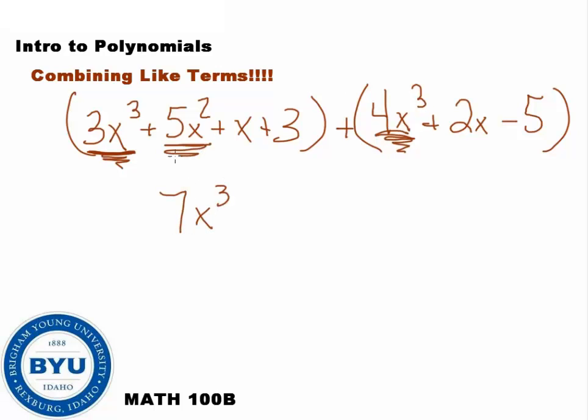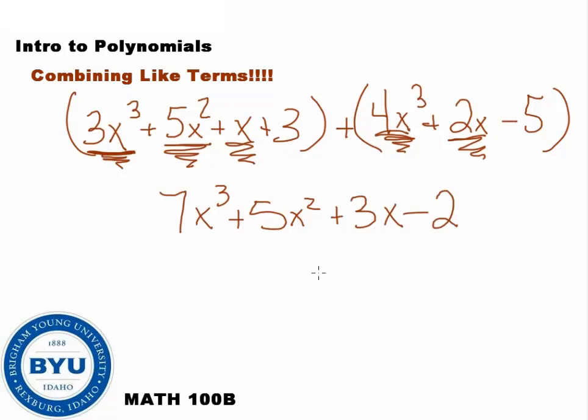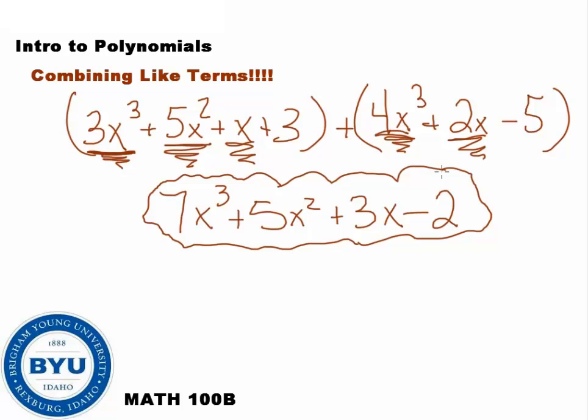Okay? 5x squared has to be combined with another x squared. Ooh, over here there's no x squared, so there's nothing to add to it. So we're just going to write it here. It's 5x squared. It doesn't change at all. Here we have 1x plus 2x. 1x plus 2x is 3x. And then combine our numbers. We get 3 minus 5, which is 2. So our final answer there is 7x cubed plus 5x squared plus 3x plus 2. That's how we add polynomials together. Just combine the like terms.